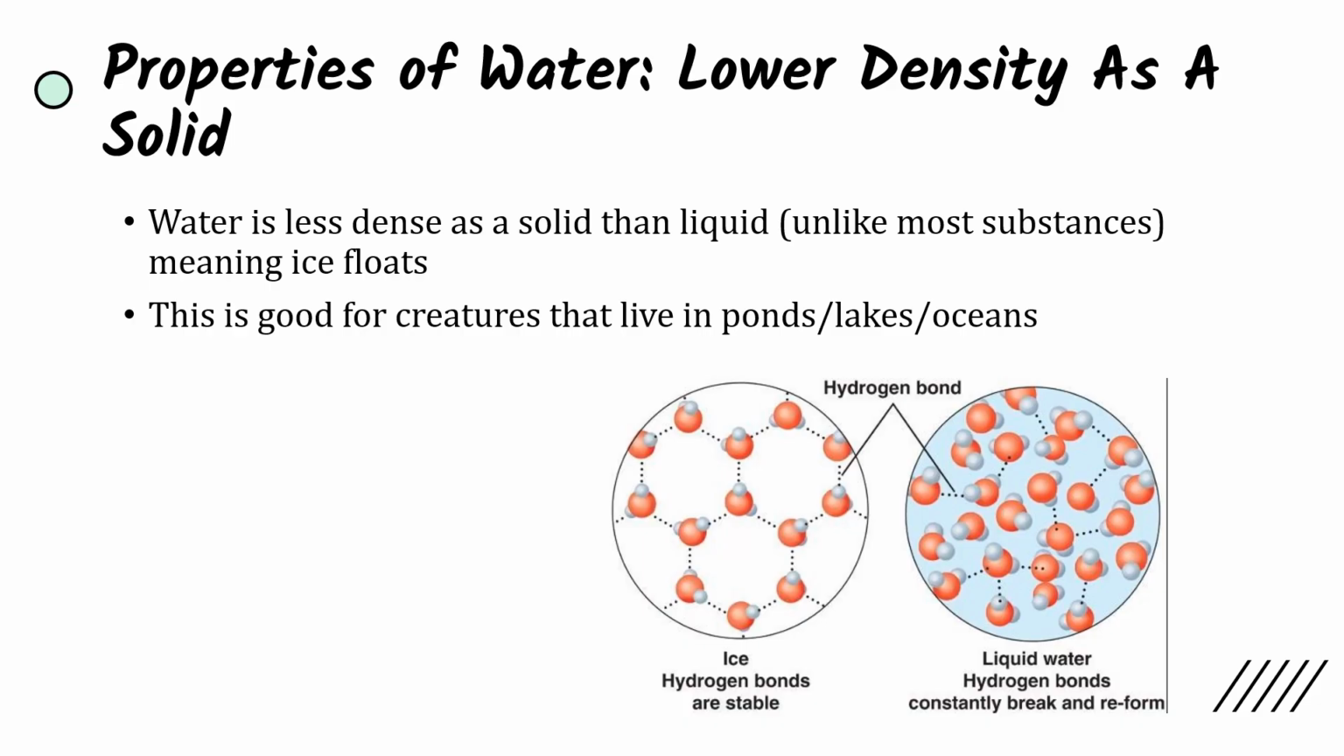So if we draw a pond, and it's filled with water, when it freezes over in the winter, all the ice is going to be at the top of the pond because it's less dense, so it'll float. This means that all the creatures living inside, such as this fish here, will be able to survive in the winter because they're not being smothered by ice.